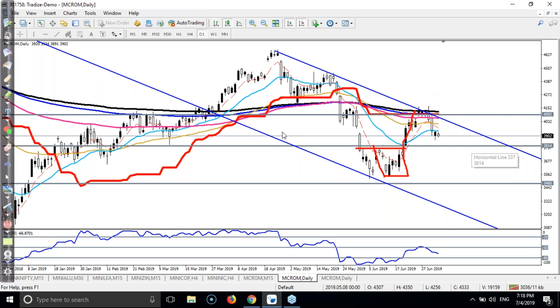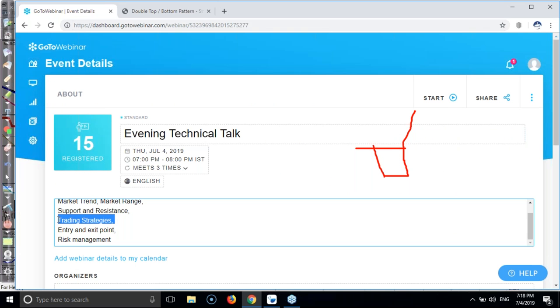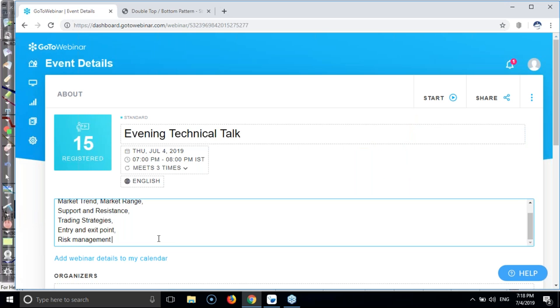Now how to trade support and resistance, we have seen. Next, trading strategy. I have still not created any video regarding trading strategy. So I think in the next webinar, or next Saturday or after that, I'll create how to trade. What is the trading strategy? Basically, I use that trading strategy, so I'll discuss it in our next webinar.